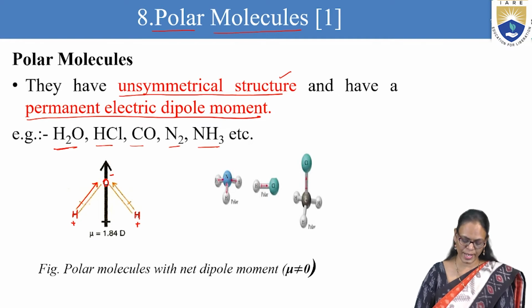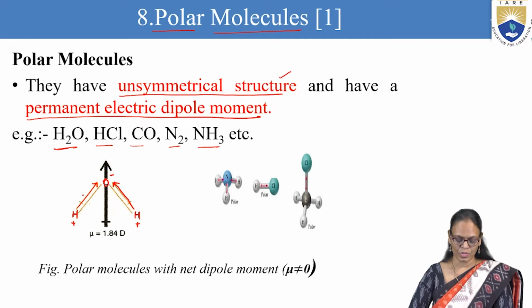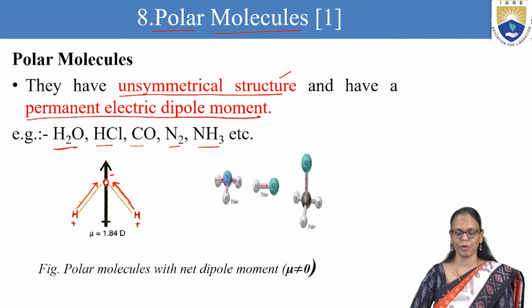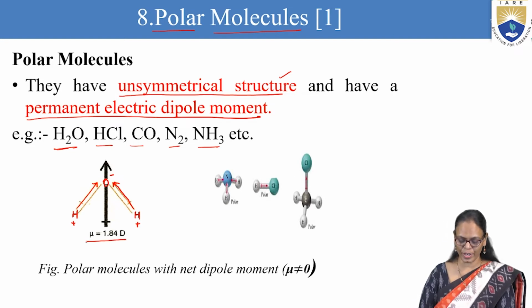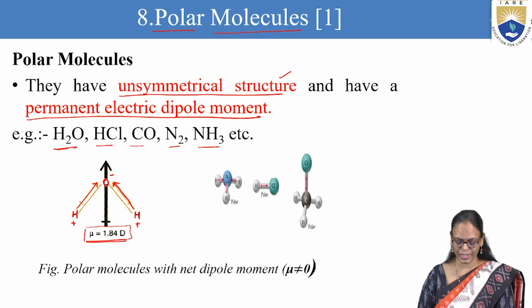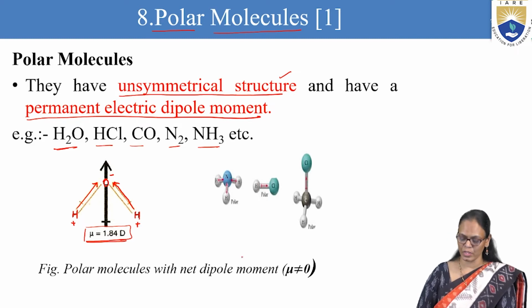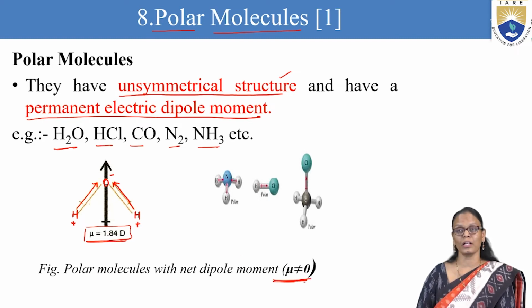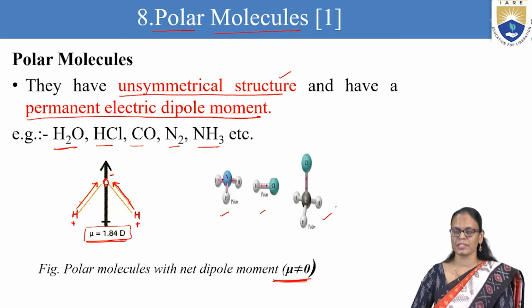For this other H and O, again it is directed from positive to negative, from here to here. So both are directed towards O, and there will be a net dipole moment given by 1.84 D. The dipole moment mu is equal to 1.84 D. Whenever we consider a polar molecule, the net dipole moment is not equal to 0. This is the structure for NH3, HCl, and then CH3Cl.